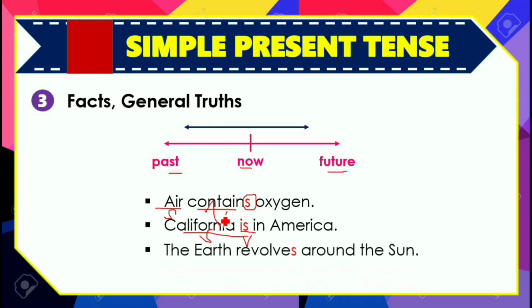Another example is the earth revolves around the sun. Is this a fact? Of course, this is a fact. It's a general truth. When you make statements that are based on facts, make sure to use simple present tense. Do not use the ing form like when you say the earth is revolving around the sun. We have our subject earth, singular, and our verb revolves with an s to make it singular also.